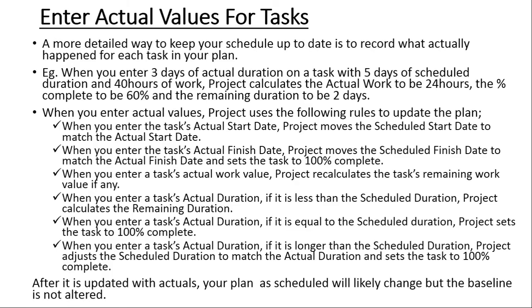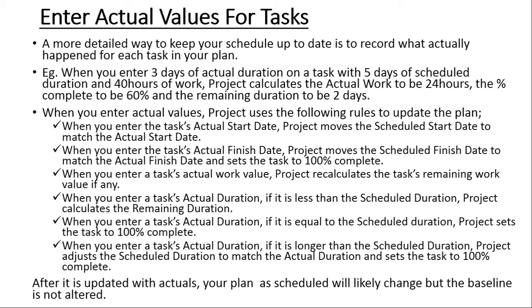The most detailed method is by actually entering actual values for the tasks. In this way, we are recording what actually happened for each task in the plan. For example, if we have got a task which was scheduled for 5 days, which is equivalent to 40 hours of work, and then we come to update it with actuals, we enter the actual duration as 3 days. In other words, we've completed 3 days out of the 5 days.